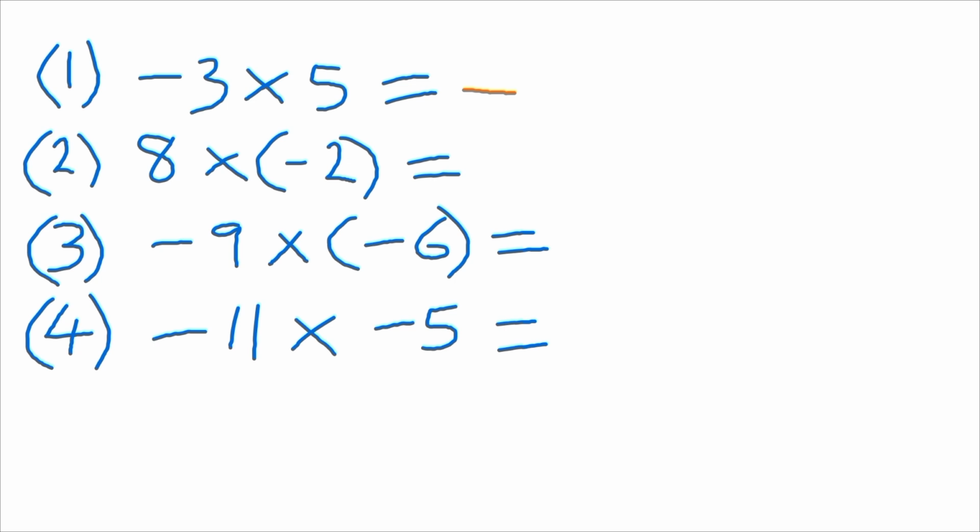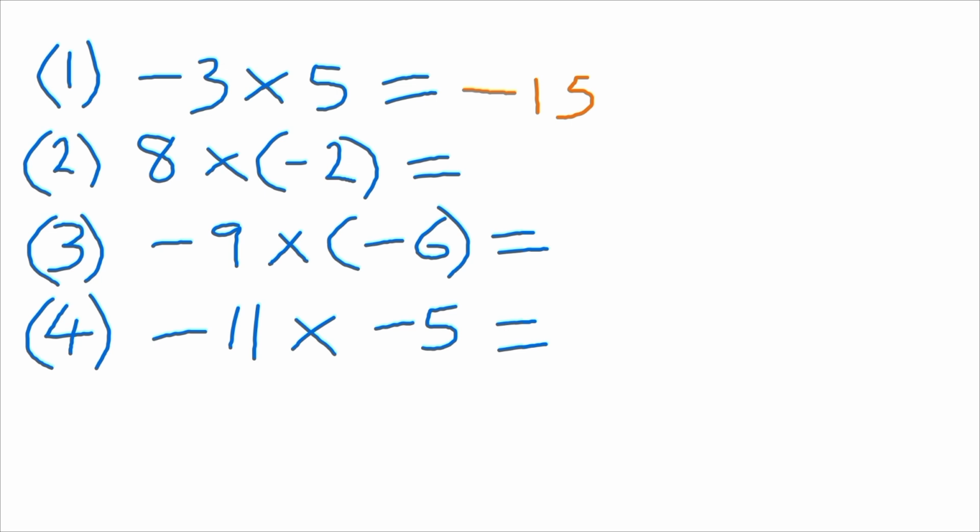So minus 3 times 5 will give us minus 15. So what you simply do here is, once there's a negative sign there and the other sign is positive, your answer will remain negative. So minus 3 times 5 will give us minus 15.